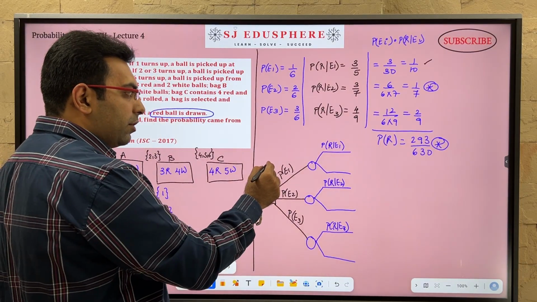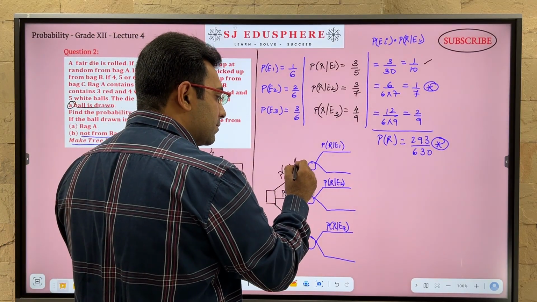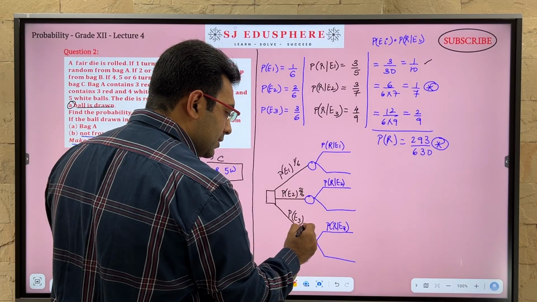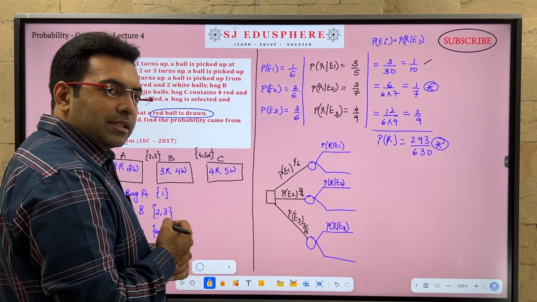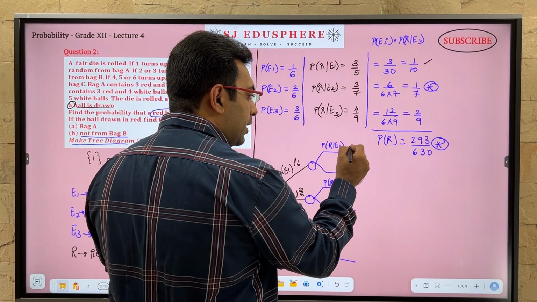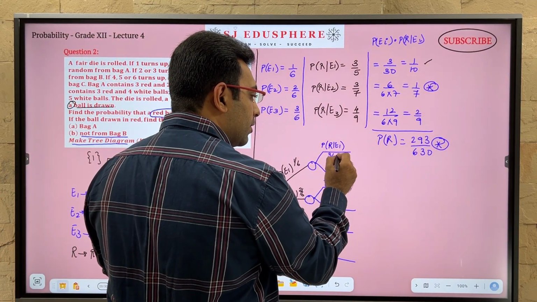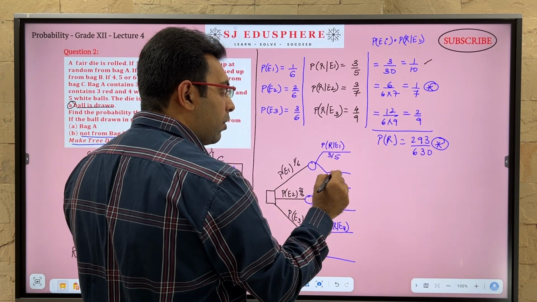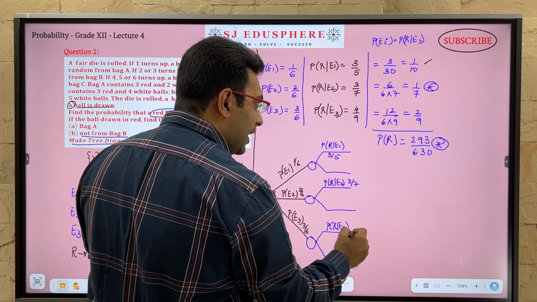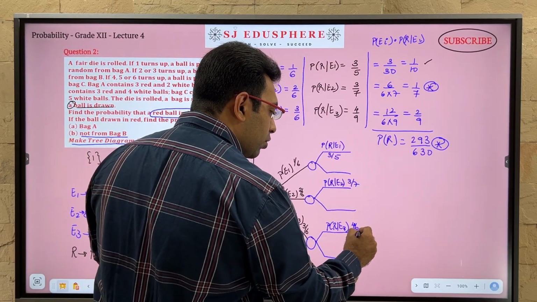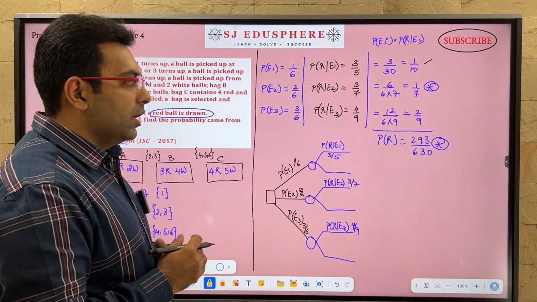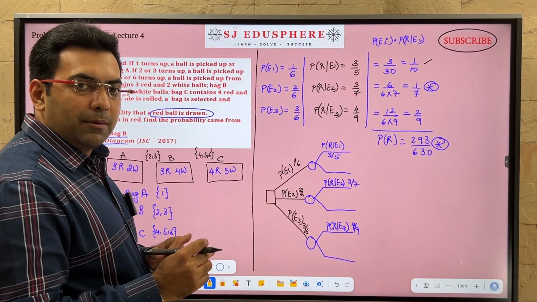My probability of E1 is 1 by 6. Probability of E2 is 2 by 6 and 3 by 6. Probability of red from bag 1 is 3 by 5. Probability of red from bag 2 is 3 by 7. Probability of red from bag 3 is 4 by 9. So this entire information is put over here in the form of a tree diagram.